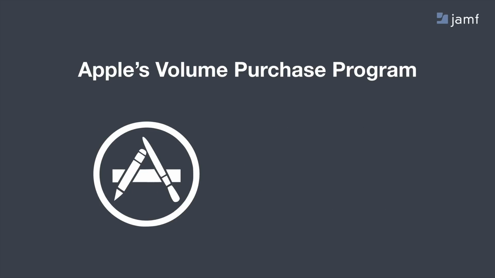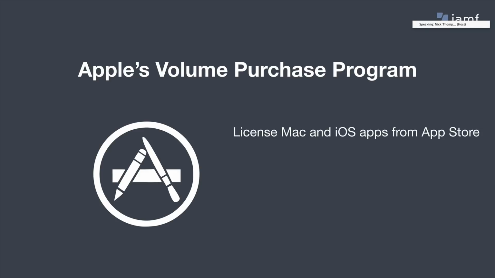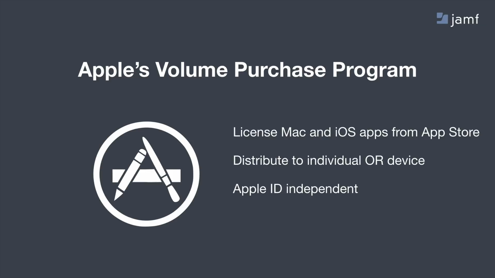For VPP, this is the Volume Purchase Program. This is the other half of the deployment programs. This lets you license Mac and iOS apps from the App Store in bulk. You can then distribute those licenses to your individual users, or better yet, just distribute them directly to the device. Because when you distribute it to the device, that means your end users don't have to use an Apple ID. And these are free programs that you can sign up for with Apple, and you can implement them and have them linked into Jamf. So what does this look like from the end user's perspective?